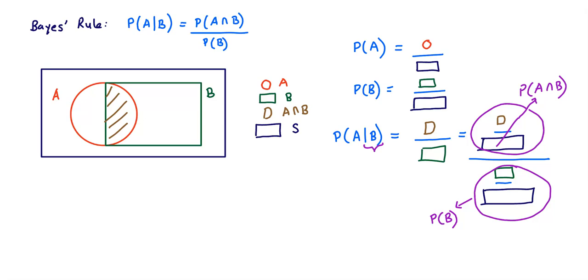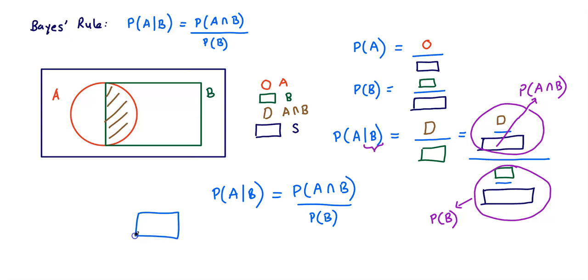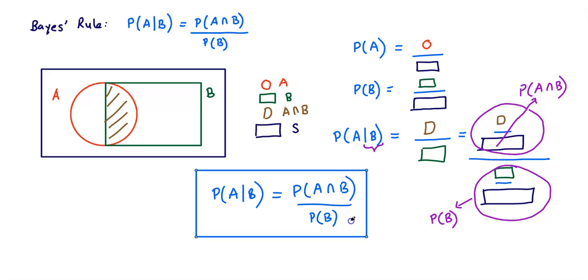So we are almost at the very end here. We have completed our highly informal proof of Bayes' rule. The probability of A given B, which is the ratio of the semicircle to the green rectangle, is nothing but the probability of A intersection B divided by the probability of B. Alright, and we are done. So this completes a very informal and non-traditional proof of Bayes' rule.